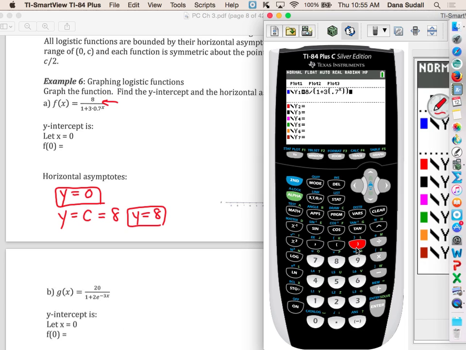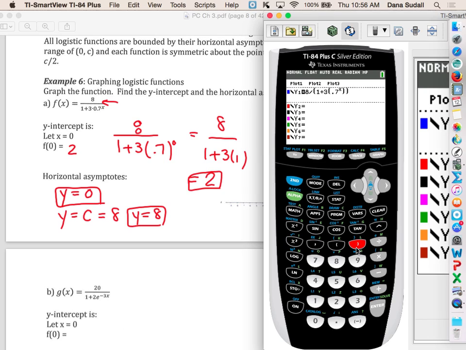They also talk about the y-intercept. Your y-intercept, if in this equation you let x equal 0, we would have 8 in the top. We'd have 1 plus 3 times 0.7 raised to the 0 power. And yesterday we talked about anything raised to the 0 power is going to be 1. So I have 1 plus 3 times 1, which is going to be 8 over 4, which is 2. So my y-intercept is when x is 0, my y value is 2.